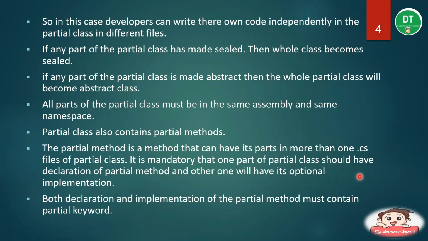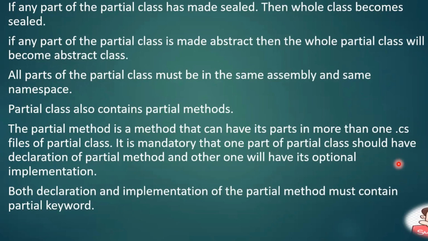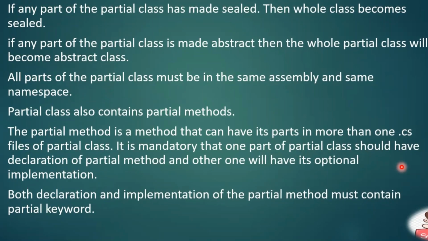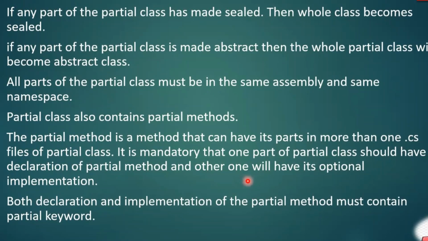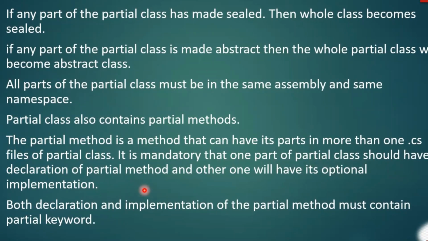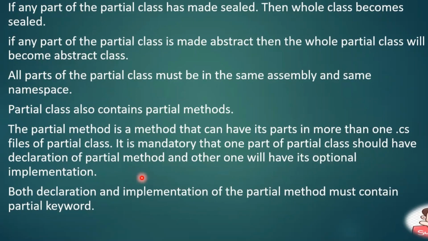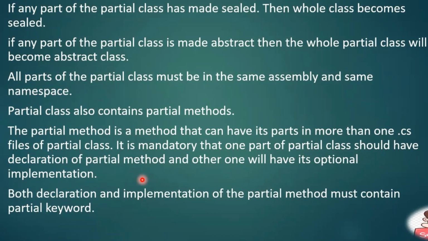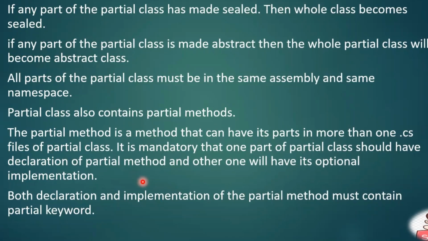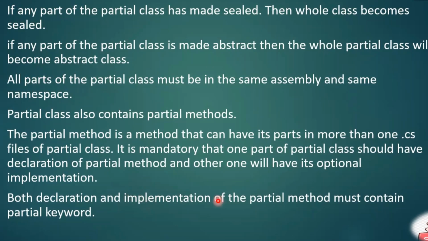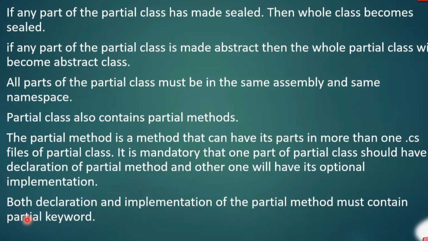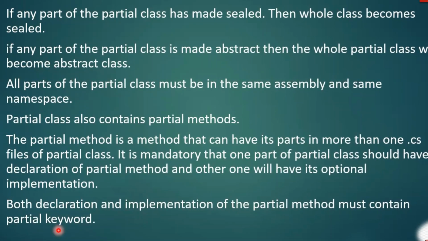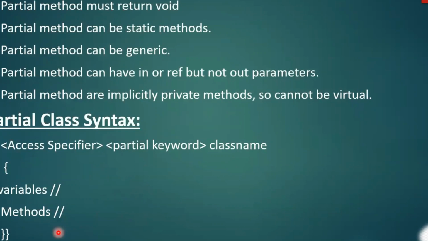Suppose we are not declaring and we are directly implementing it in two different files. One file should have the declaration and another part the implementation. Without declaration, we cannot create the partial method in different files. So here declaration is mandatory and implementation is optional. A part of the partial class can have only the declaration, but may not have the implementation. Both the declaration and the implementation of the partial method must contain the partial keyword.